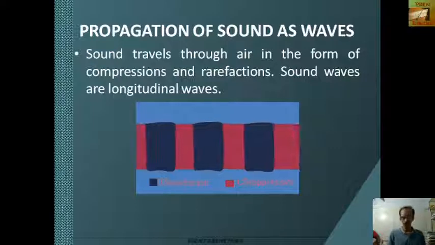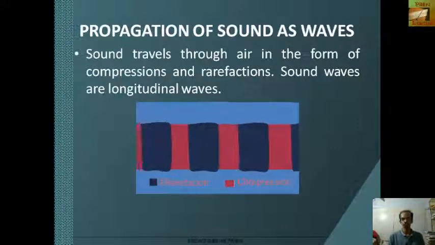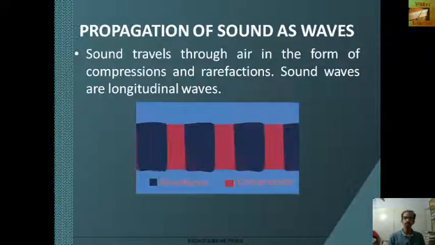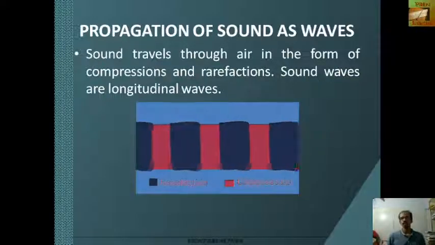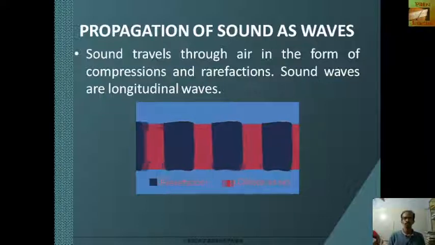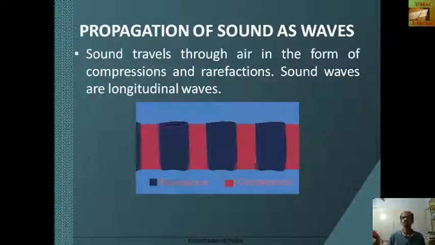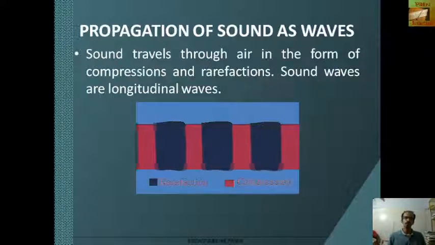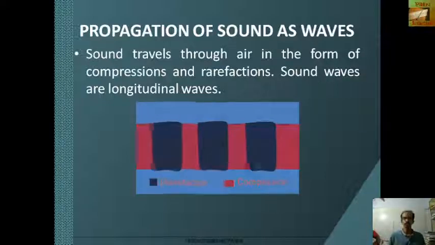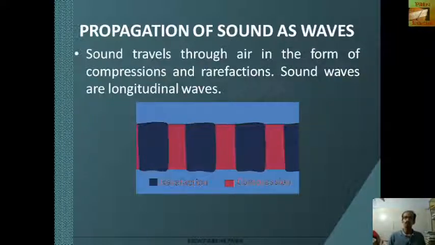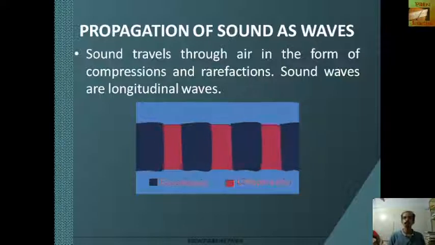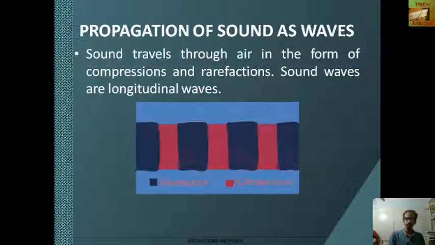As seen in this figure, we can see the rarefactions and compressions. When a vibration occurs, the initial vibration compresses the air. In the case when sound is transmitted through air, the initial vibration causes compression of the nearby air particles. After some time, when the vibration eases up, the pressure near the area decreases and hence it causes rarefactions. And thus, through compressions and rarefactions, the sound waves are propagated through air, as shown in this figure.